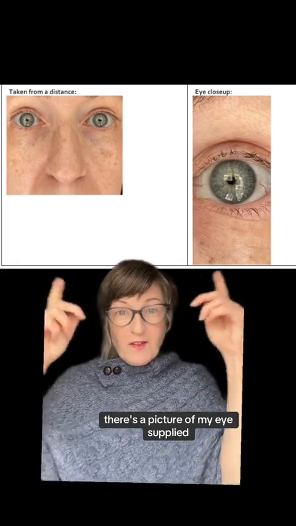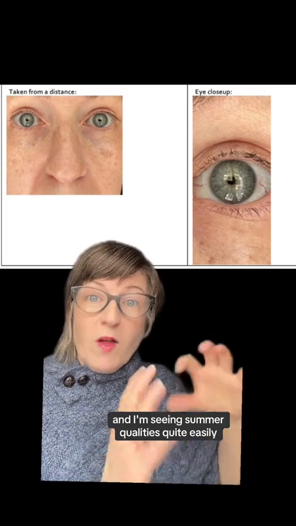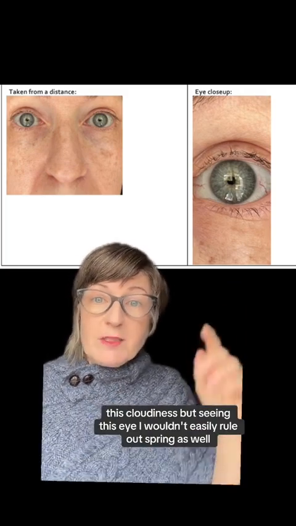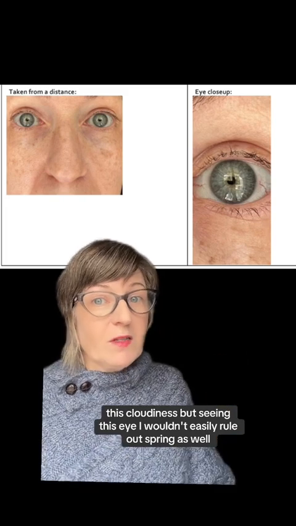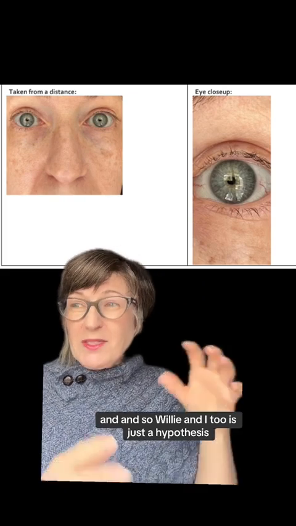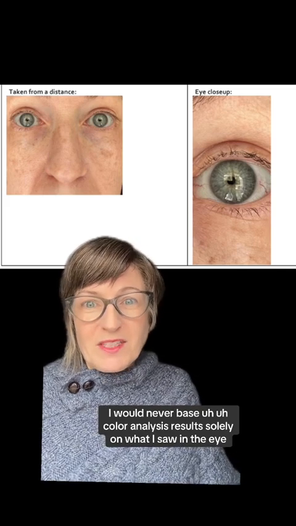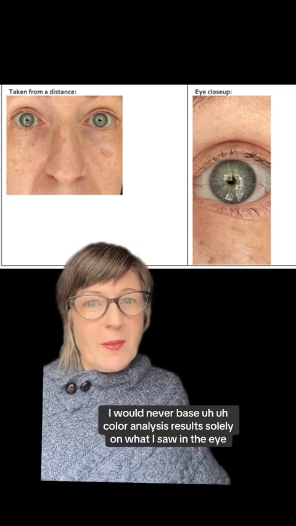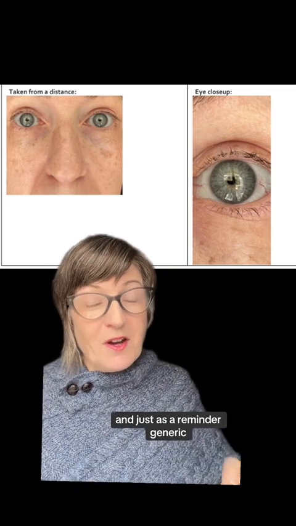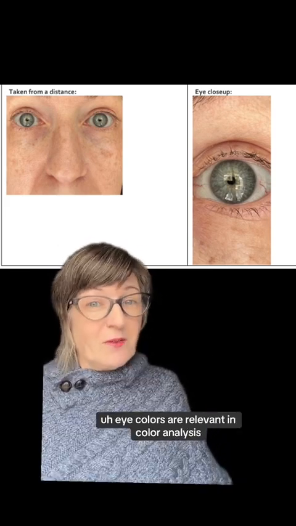There's a picture of my eye supplied, and I'm seeing summer qualities quite easily, this cloudiness, but seeing this eye, I wouldn't easily rule out spring as well. And so really an eye too is just a hypothesis. I would never base a color analysis result solely on what I saw in the eye. And just as a reminder, generic eye colors are irrelevant in color analysis.